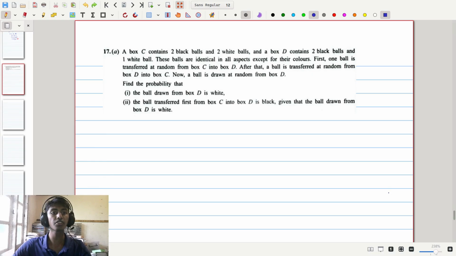The question says, a box C contains 2 black balls and 2 white balls, and a box D contains 2 black balls and 1 white ball. These balls are identical in all aspects except for their colors. The reason they say this is so that when you choose a ball, there is no bias for choosing either black balls or white balls.